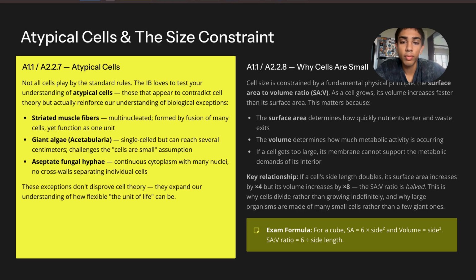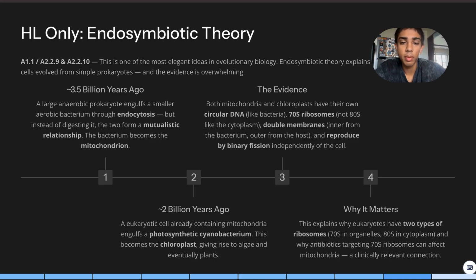Standard level students, feel free to stick around to look ahead, but for my higher level students, let's step up the complexity and look at how these compartments evolved in the first place. According to the endosymbiotic theory, billions of years ago, a large primitive cell engulfed a smaller free living prokaryote via endocytosis. Instead of digesting it, they formed a symbiotic relationship where the small cell got protection and the large cell got a massive energy boost. This is exactly how the mitochondria and chloroplasts evolved.